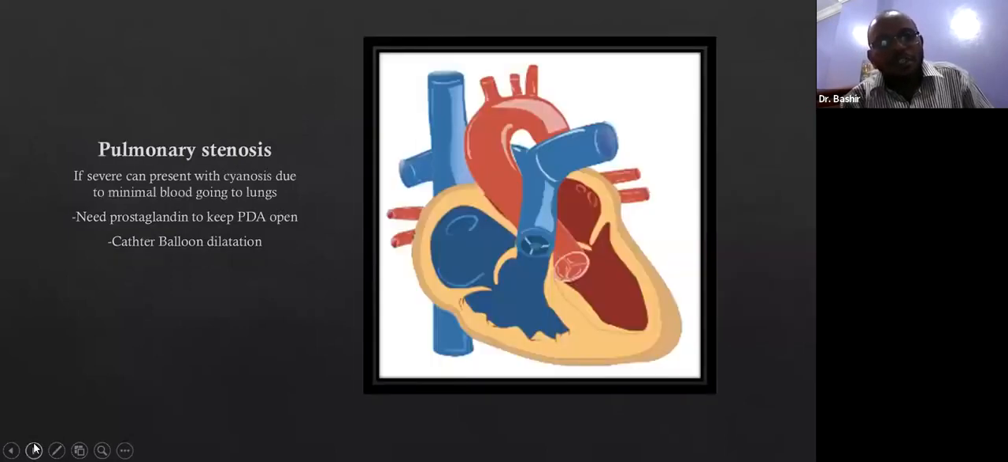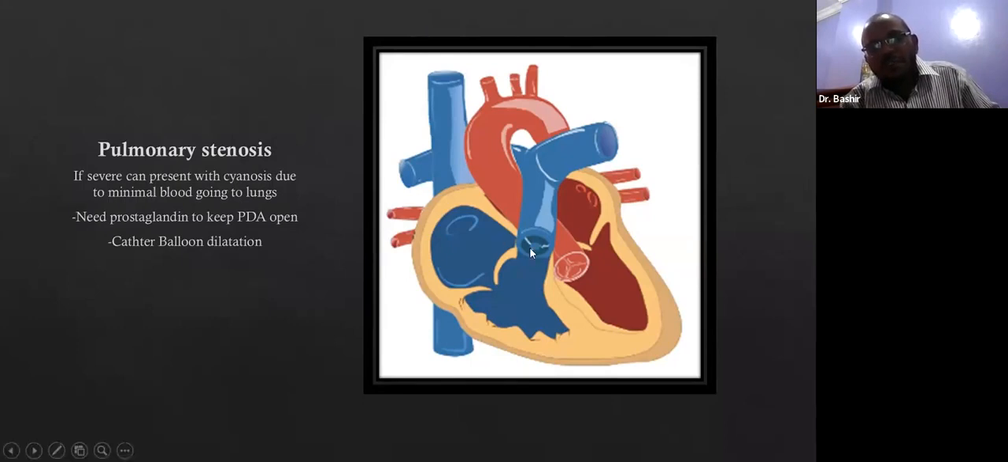Pulmonary stenosis also is obstructive, on the pulmonary side. It can be severe or critical, mild or moderate. If it is severe, it will present with cyanosis due to minimal blood flow going to the lungs to be oxygenated. In this case, prostaglandin needs to be given to keep the PDA open.